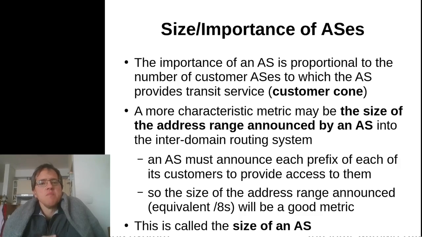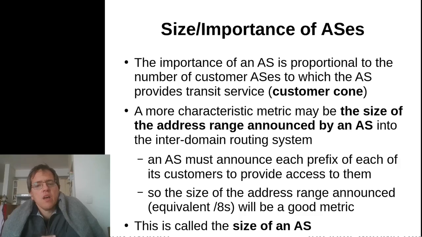So this basically means that whenever there is a customer, the provider will cover that customer's prefix by an announcement. So if we just look at the size of the address range that is announced by an AS into the interdomain routing system, then we get a very good estimate of the number of individual IP addresses that are somehow directly or indirectly a customer of the transit AS.